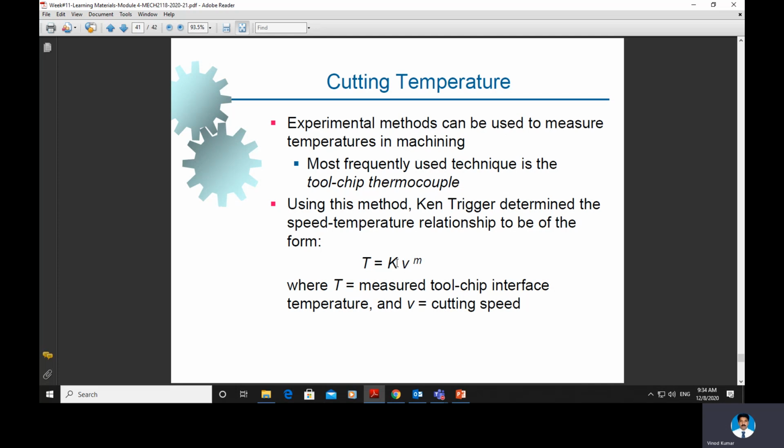If we measure the tool-chip temperature using thermocouples and substitute in this equation, temperature T equals K, a constant, times V, the cutting speed, raised to M. If we get K and M at different cutting conditions, we can understand the process and we can predict the cutting temperature of a machining operation.